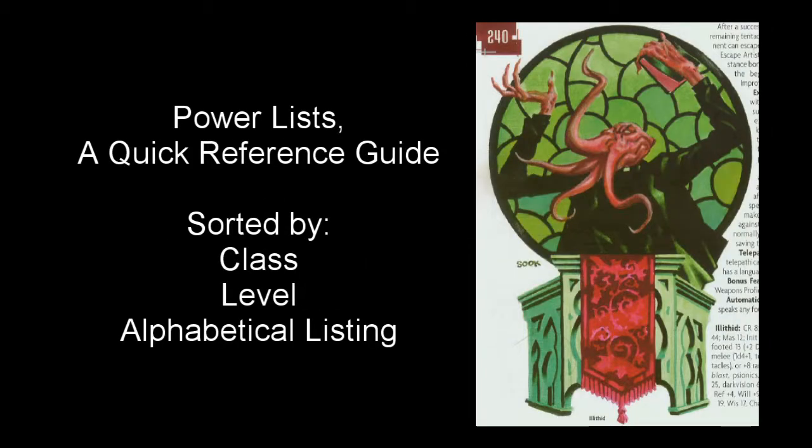When we break down the powers, there are 2 formats that they're listed under. First is the list format, which is a quick reference guide that you're going to be looking at. These are split between telepath powers and battle mind powers.